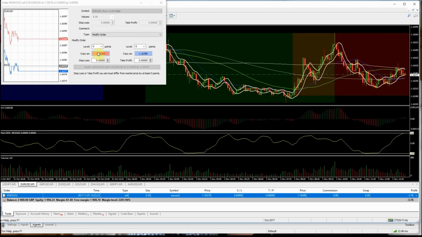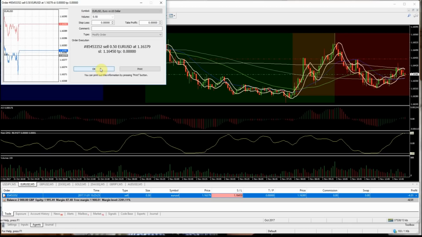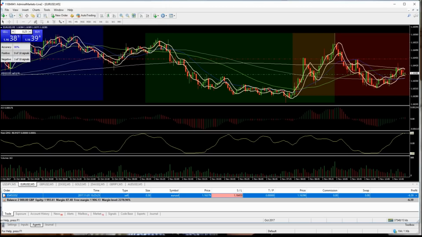Okay, so we want a stop loss at 116450. Let's have a look. Okay, stop loss just here, so we're just above these highs here, and should we get a target in?